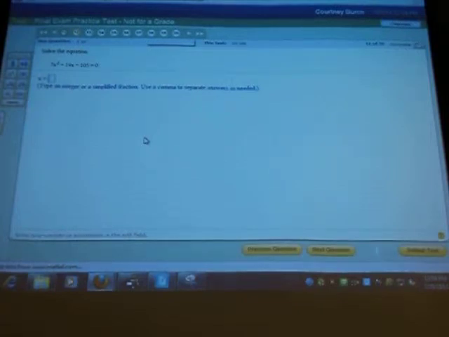Okay, number 12. Solve the equation. This doesn't tell me how to solve it, but it's a quadratic equation, so I would use the quadratic formula. Basically, I want you to find y equals 0. Alright, so I'm going to use the quadratic formula again. My A is 7, my B is negative 14, my C is negative 105.